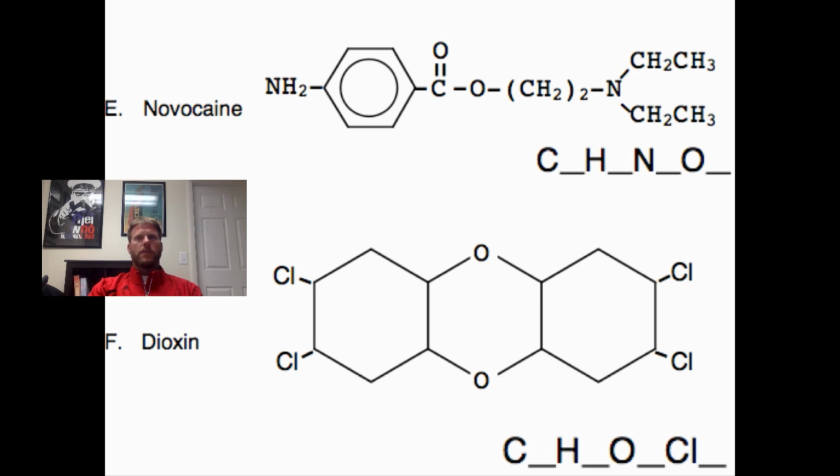Pause the video and determine the chemical formulas for Novocaine and dioxin on your own. Fill in the carbons and then make sure each carbon has 4 bonds. Add hydrogen atoms to those carbon atoms that do not have 4 bonds. Be careful with dioxin. Those aren't benzene rings. Push play when you are ready to check your work.